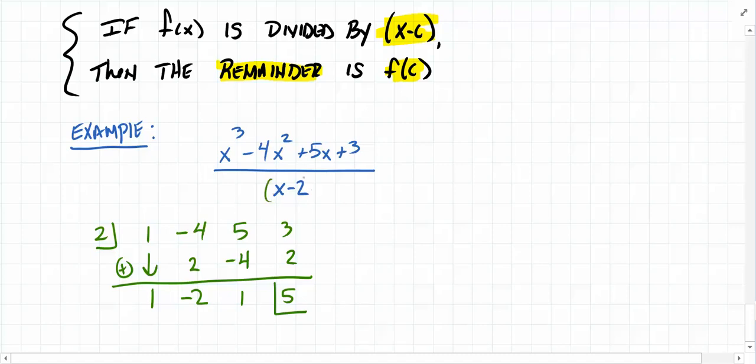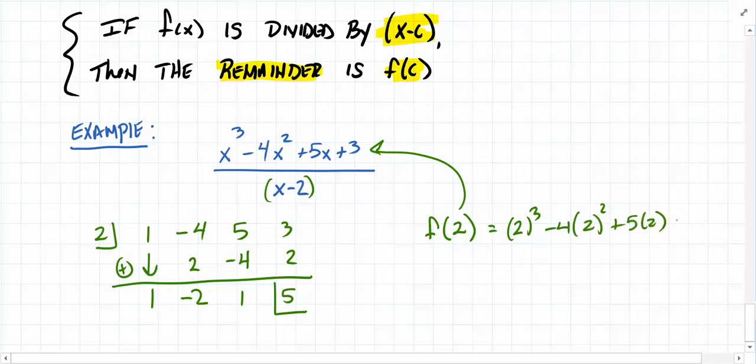Watch this. If I actually evaluate f of 2 into my function, here's what I would get. If I evaluate f of 2 for this function, if I took 2 cubed minus 4 times 2 squared plus 5 times 2 plus 3, look what you get here. This is going to be 8. This is going to be a negative 16, and then 10 and 3 is going to be 13. If you add this together, check it out, you get 5.